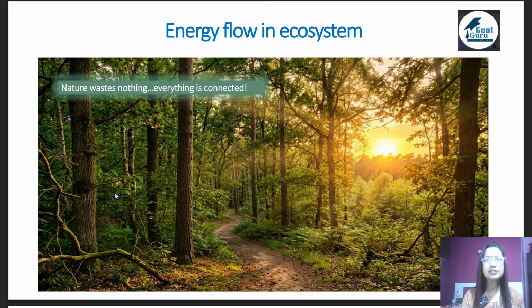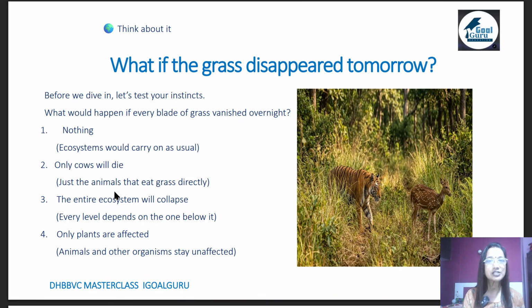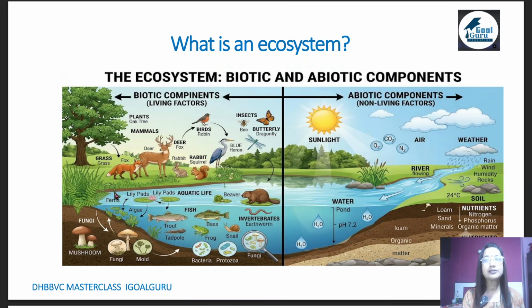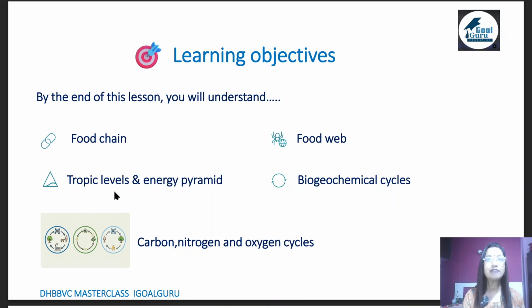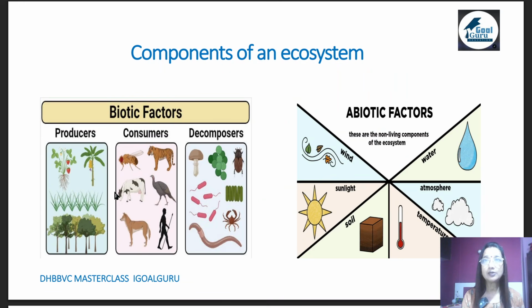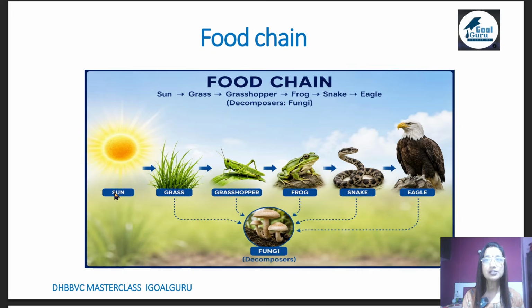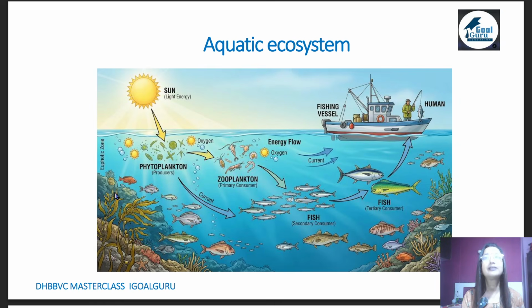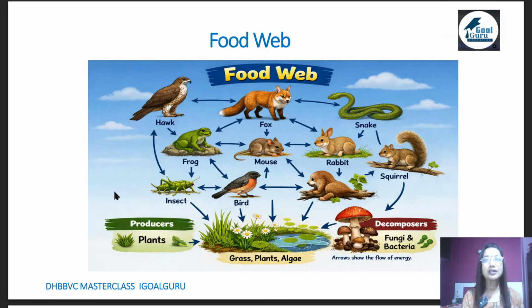So just to check, we have discussed all this, and in the learning objectives I have told you all that by the end of the lesson we are going to understand what is a food chain, what is a food web, the trophic levels, the carbon, nitrogen and oxygen cycles, and now we are going to study the food web today, how it affects all this. We have seen an ecosystem, the components, the producers, consumers, food chain, aquatic ecosystem. Now today we are going to study about the food web.